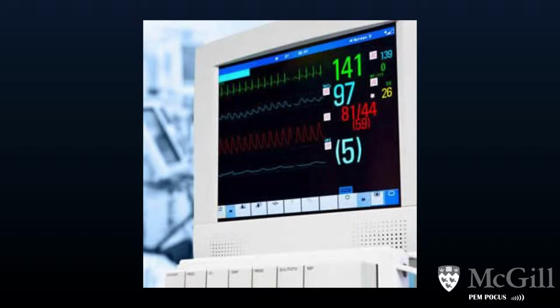Shock is a life-threatening condition, which is typically divided into 4 categories: cardiogenic, distributive, obstructive, and hypovolemic. As you know, each type of shock is managed with specific intervention and medical therapy. Therefore, early identification of the type of shock can have a major impact on patient care.